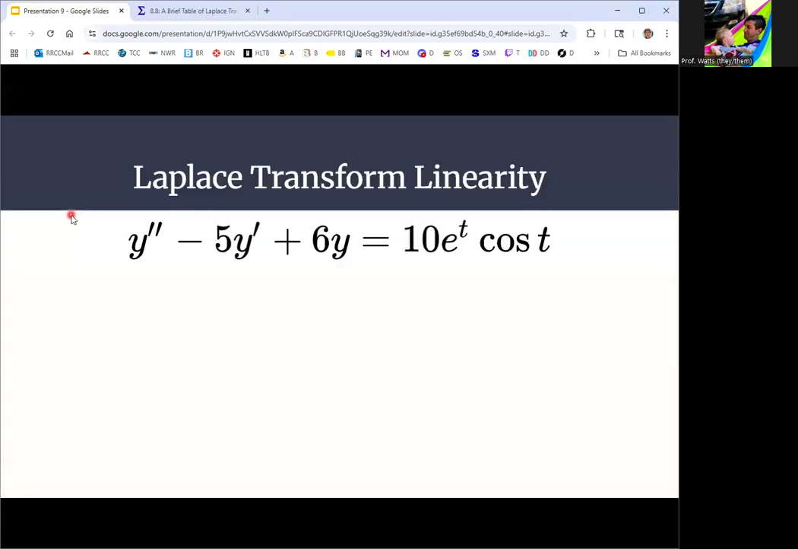Now, what we want to do is take the Laplace transform of a differential equation. We need to take advantage of that linearity that we just used with the inverse transform. So when we take the Laplace transform of this, we can essentially distribute the operator to each term.